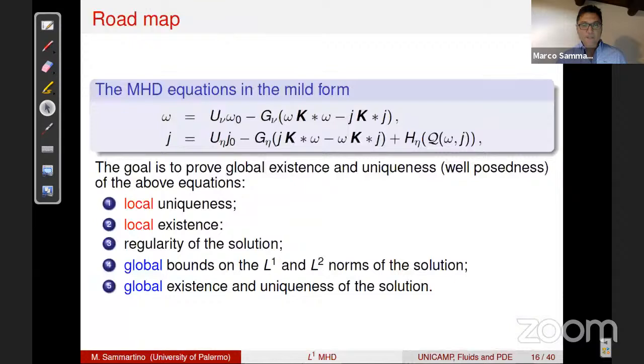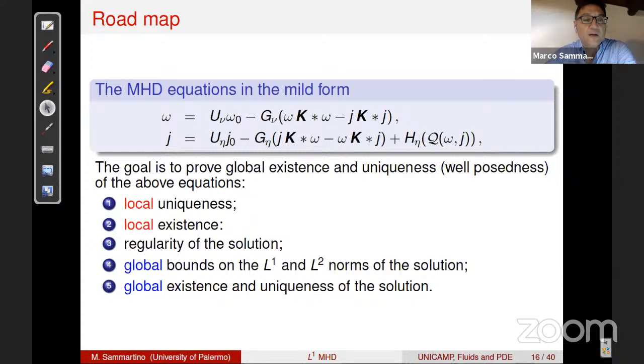So the goal of the talk is to prove global existence and uniqueness of the above equation, supposing that the initial data, in terms of the vorticity and current, are in L1. So we are assuming that the initial vorticity and the initial current are L1.